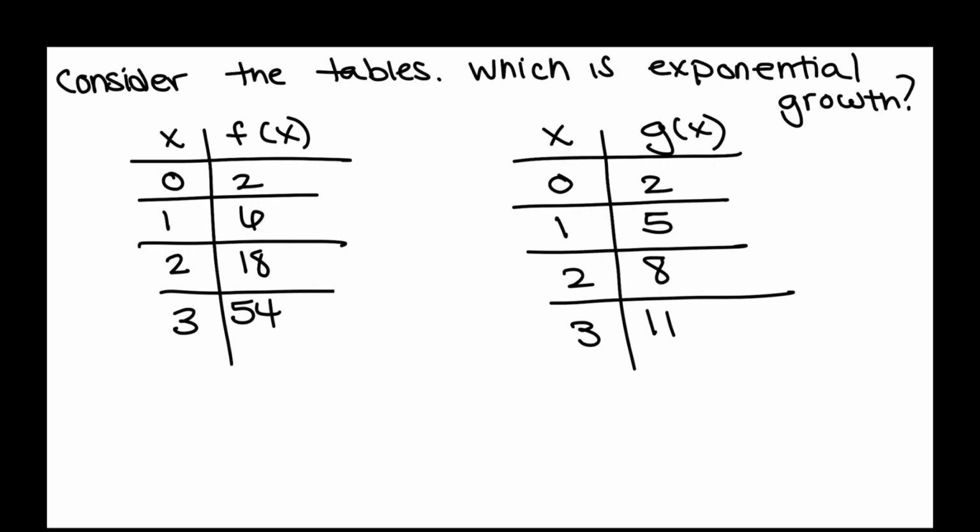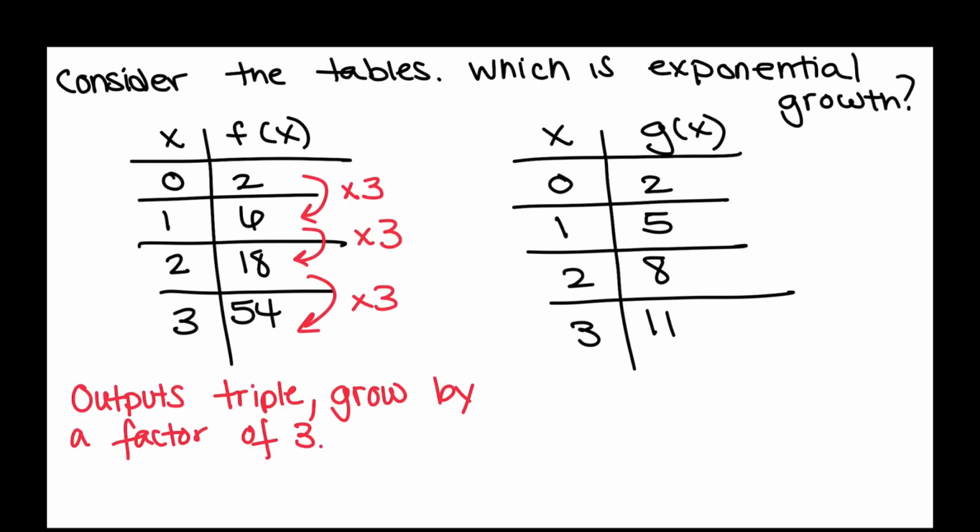So back to these two tables. The one on the left, the y values go from 2 to 6, then 6 up to 18, and then 18 to 54. These values are actually tripling. To get to the next y value, you just multiply the previous by 3. They're growing by a factor of 3.